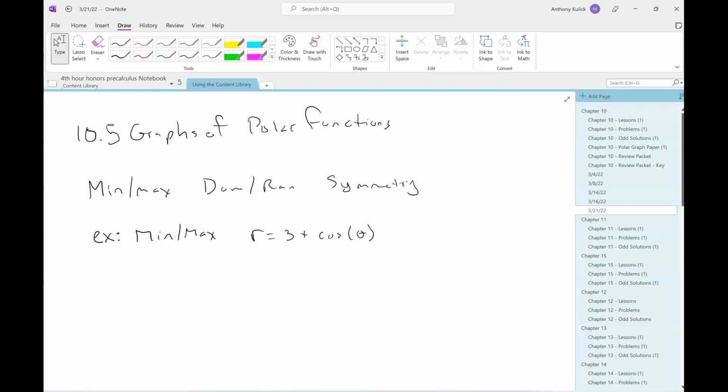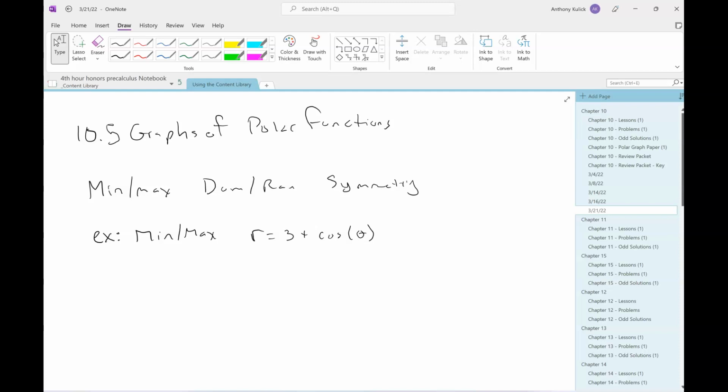If I'm looking for the min and max, I can do this without a calculator. It's actually easier to do it without a calculator. How would I do that? What do you mean, Mr. Kulik? How can I figure out the minimum and maximum with no calculator? You don't need it, man. It's easy.